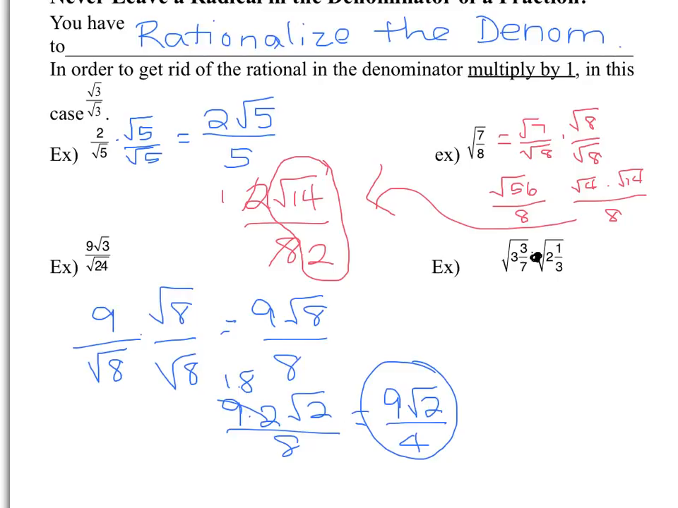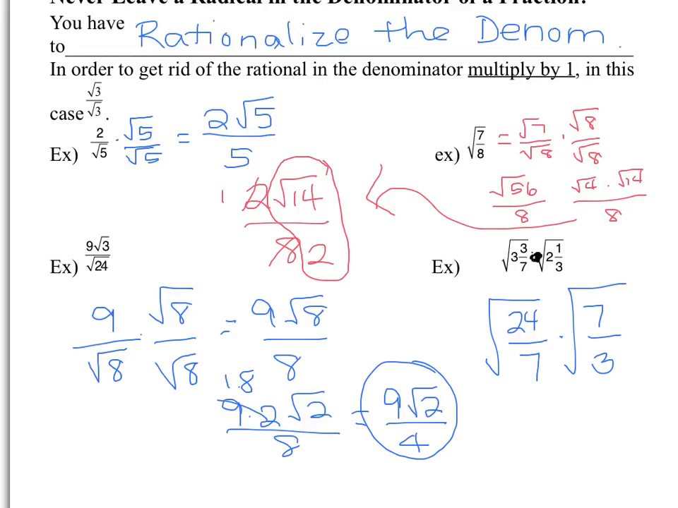Okay, last one. I've got mixed numbers. Well, you can't really multiply mixed numbers that are radicals. You have to turn them into improper fractions. So let's do that. So you've got 3 and 3 sevenths, so that's going to be 24 over 7 times 7 thirds, and they are roots.